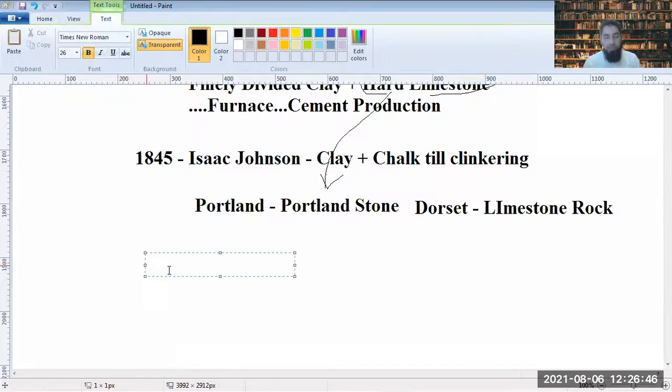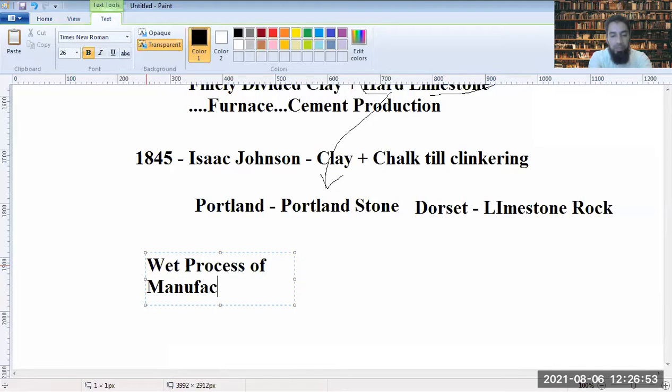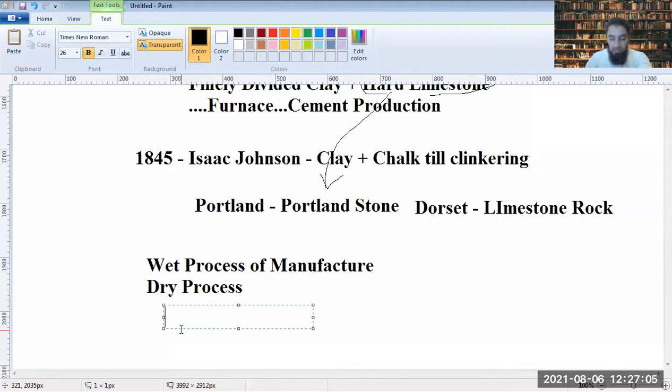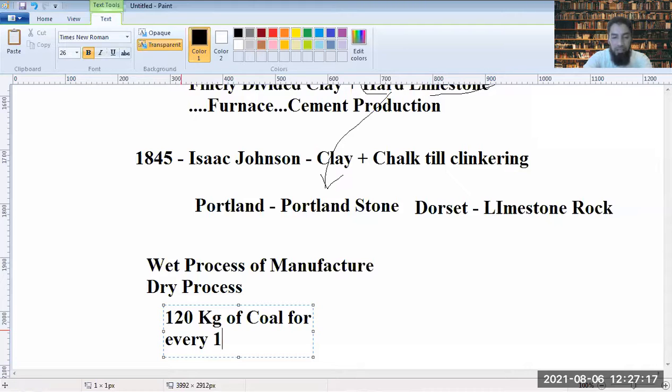There are two processes. One is a wet process of manufacture of cement, and another is the dry process of manufacture of cement. In the wet process, more energy is involved in its manufacture. So you require around 120 kg of coal for every 1 ton, that's 1000 kg, of cement.